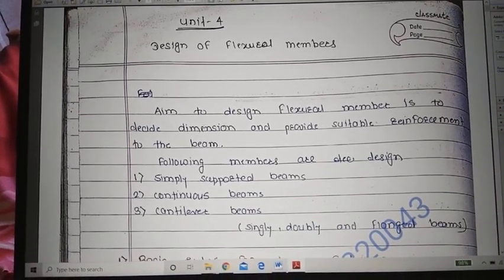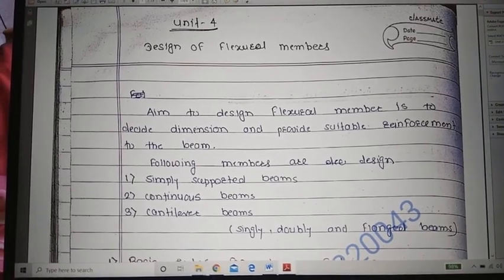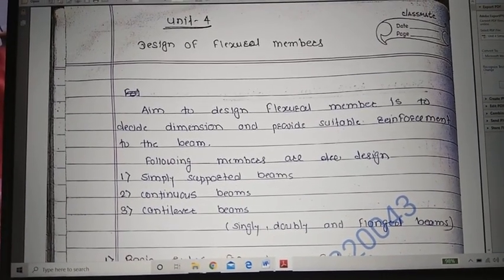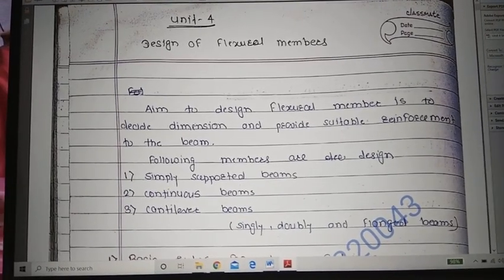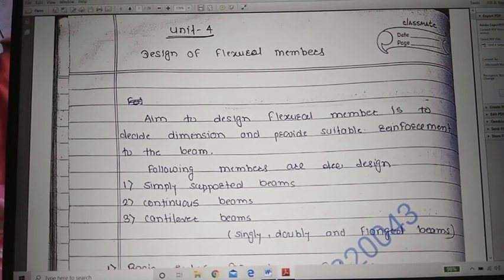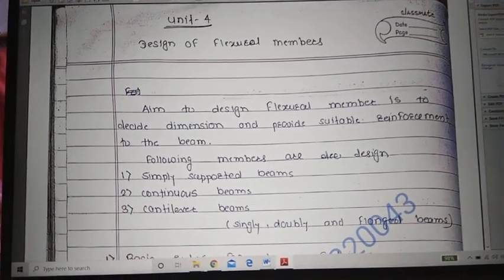Good morning. Today we will discuss unit number 4, that is design of flexural members. Flexural members means the beam. So in the fourth unit we will discuss beam design. In that we will discuss the design of the simply supported beam, then the continuous beam and the cantilever beam.